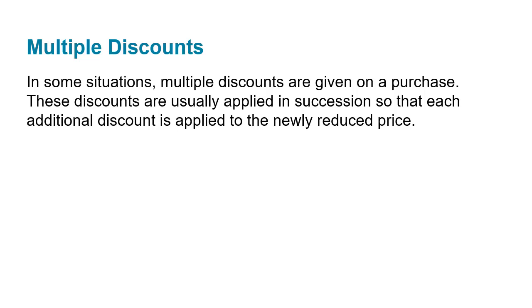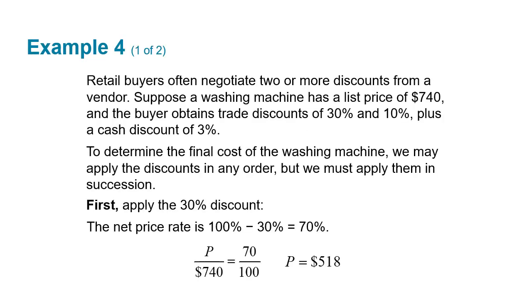And this happens all the time, right? Where something will be discounted, then discounted again, and then discounted again. The biggest mistake students make is they think you can add discounts together, and that does not work at all. So for instance, a washing machine started at $740. The buyer obtains trade discounts of 30% and then 10% and then plus a cash discount of 3%. They don't add those all together and go, we're just going to take 43% off of your washing machine. It doesn't work that way. Unless they specifically say they're going to add up their percentages.